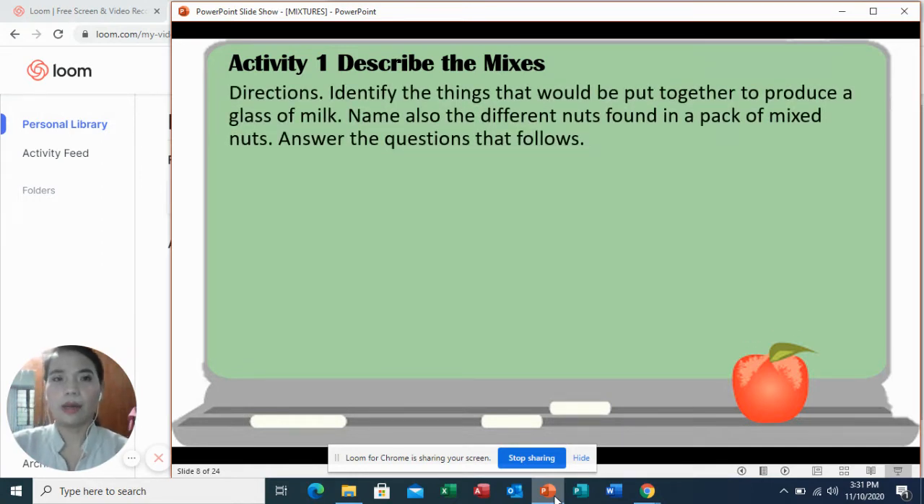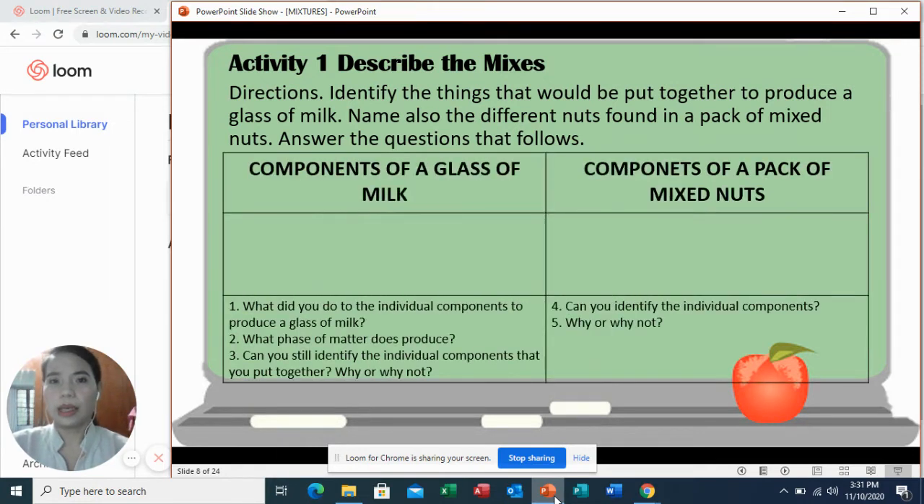Identify the things that would be put together to produce a glass of milk. And then name also the different nuts found in a pack of mixed nuts. And then answer the given questions on the table. In the table that you see, identify the things that would be put together to produce a glass of milk. Name also the different nuts that can be found in a pack of mixed nuts. And then answer the given question.